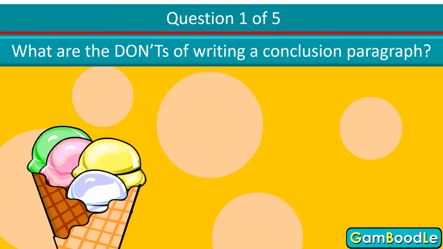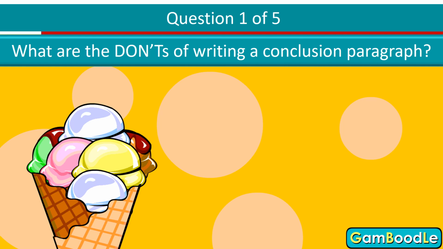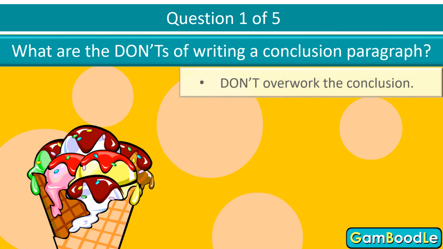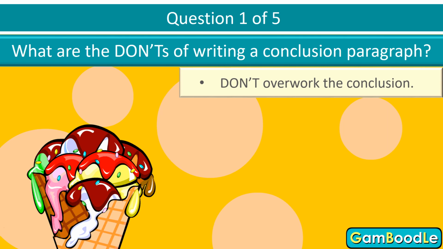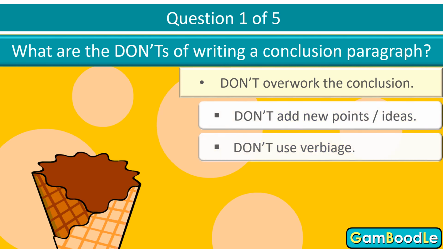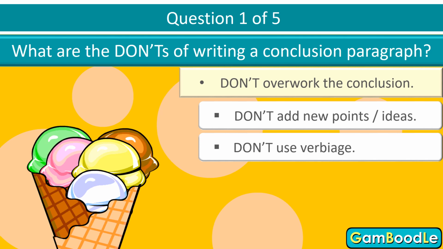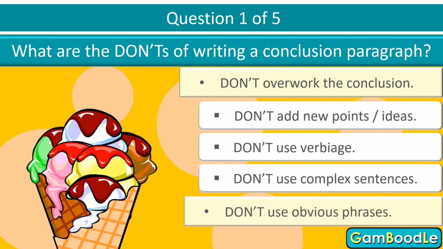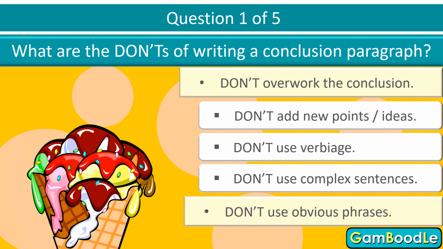Question 1. What are the don'ts of writing a conclusion paragraph? Don't overwork the conclusion. Don't add new points or ideas. Don't use flowery language or verbiage. Don't use complex sentences. And don't use obvious phrases like "in conclusion" or "in summary."